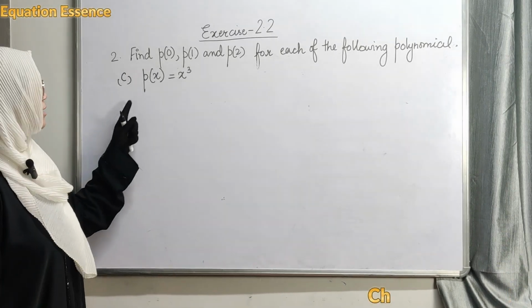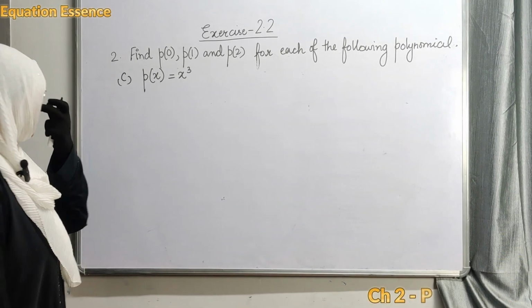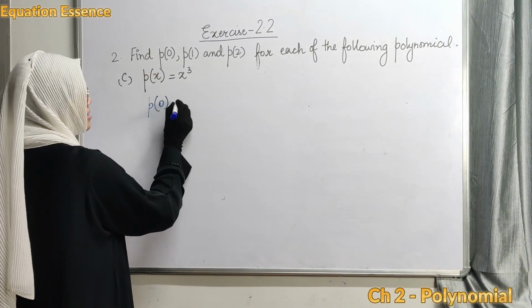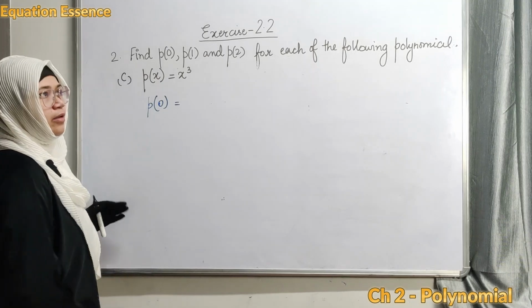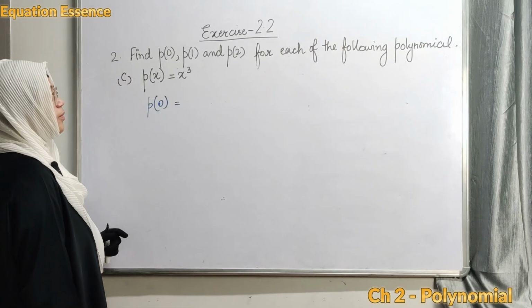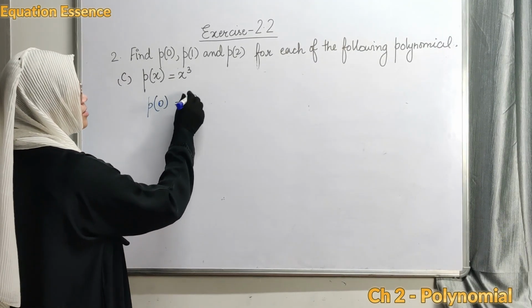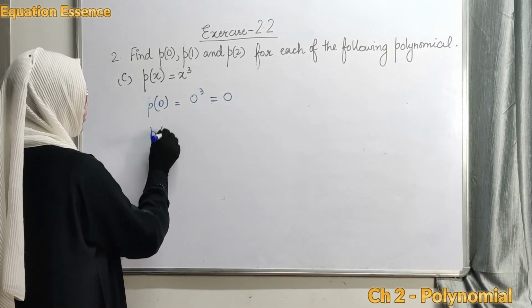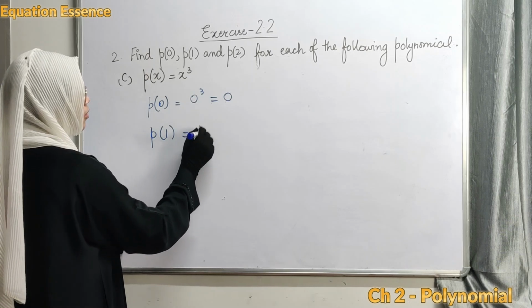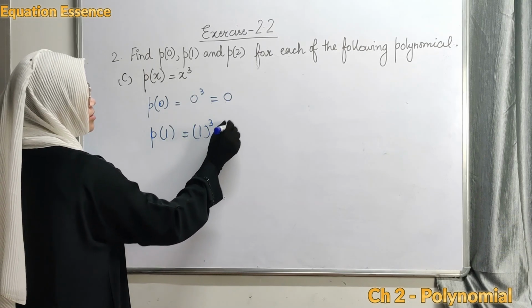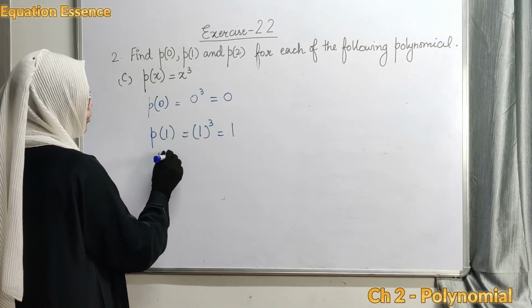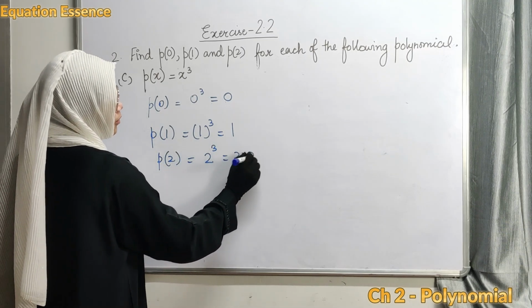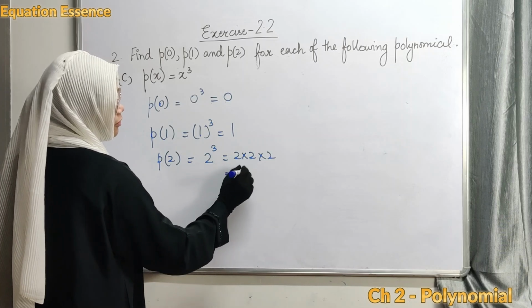Moving on to the C part, p(x) equals x cubed. Let us find out the value of p(x) at 0, that is P(0). 0 raised to the power 3 will become 0. At P(1), 1 whole cubed equals 1. And at 2, 2 whole cubed. 2 into 2 into 2. 2 twos are 4, 4 twos are 8.